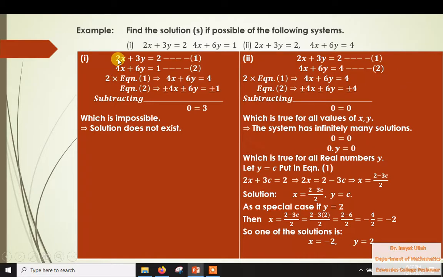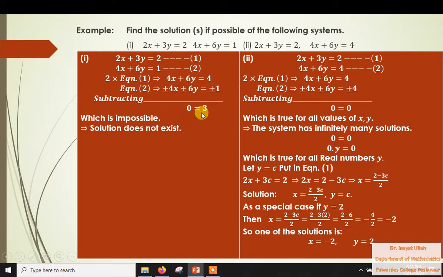2 2s are 4, 2 3s are 6, 2 2s are 4. And writing equation 2 below this equation and subtracting these two. Subtracting these two, 4x minus 4x cancel, 6y minus 6y cancel, so 0 is left here, is equal to 4 minus 1. 4 minus 1 is 3. Is it possible, 0 equal to 3? It is not possible. So it means that the solution does not exist.